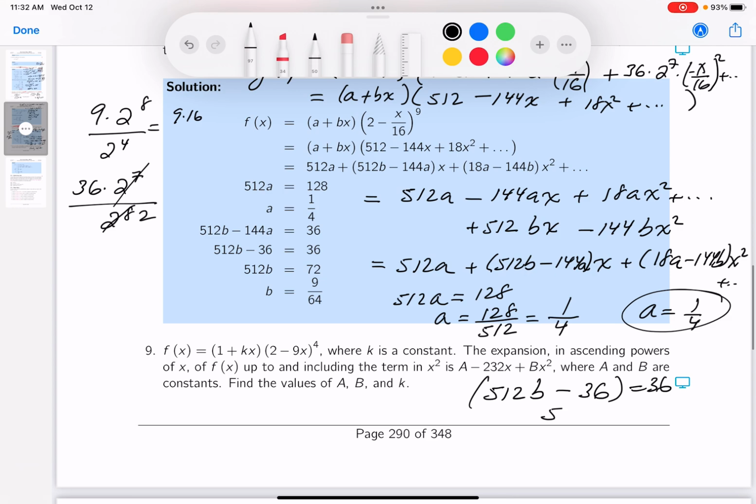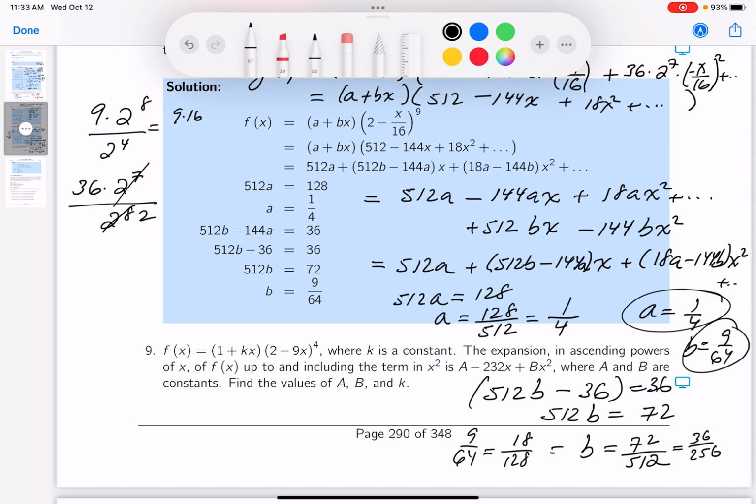So you get 512b equals 72, or b is equal to 72 over 512. I got to reduce that, don't I? Let's see, I'll divide by 2 first. So 36 over 256. Let me divide by 2 again, and you get 18 over 128. Divide by 2 again, 9 over 64. So b is going to be 9 over 64. Let's take a look. We got this, and we're done. Thank you.